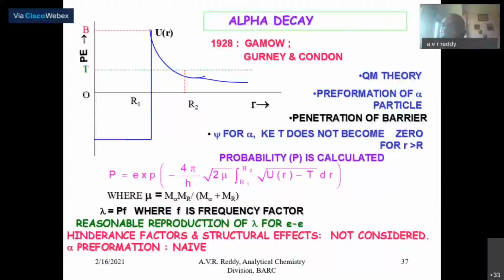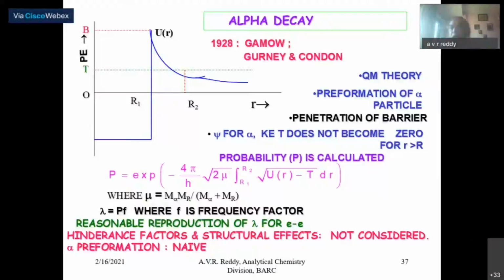These are the observed alpha decay energies. For any nucleus, alpha decay energy is much, much lower than the Coulombic value. So in principle, this decay should not take place. But it is happening. How?